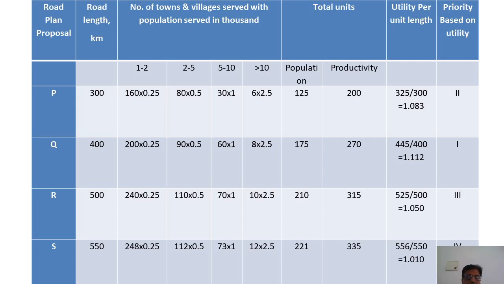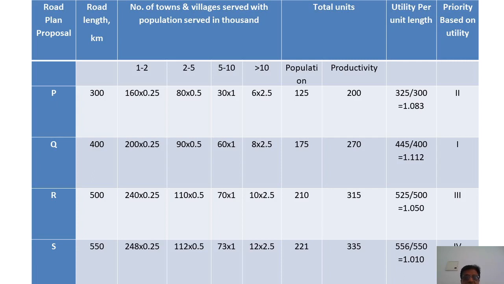Solution: road proposal PQRS, right? Road length 300, 400, same thing. Here you just need to multiply the total number of towns and cities with their respective utility units. So it is 160 into 0.25, 80 into 0.5, 30 into 1, 6 into 2.5. Similarly, you substitute the values for the other and calculate.